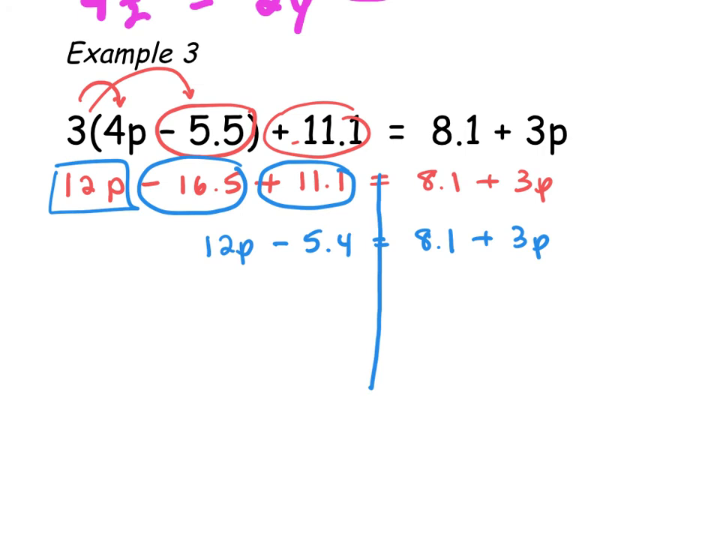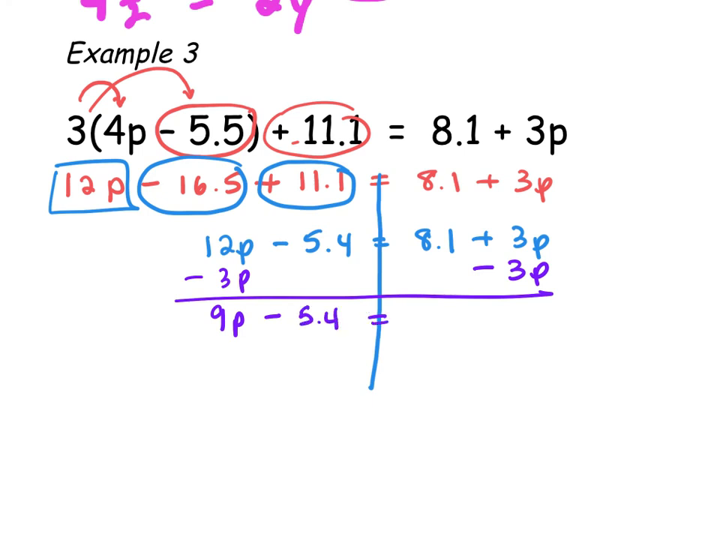This is step number 3. I'm going to look and see if I have a term with a variable on both sides. Well, I do. I have 12p and 3p. 3p would be considered the weakest of those two terms, so we're going to eliminate it by subtracting 3p on both sides. On this side, I have 9p left over, and then minus 5 and 4/10 just drops down. This is eliminated here, and what's on this side is 8 and 1/10. So we're done with that. Would be step number 3.